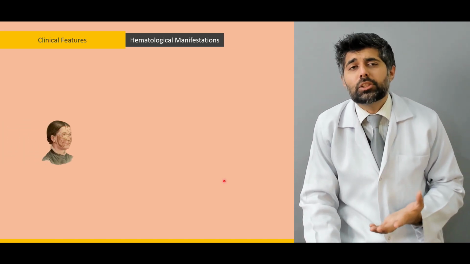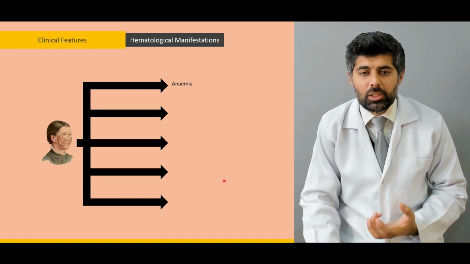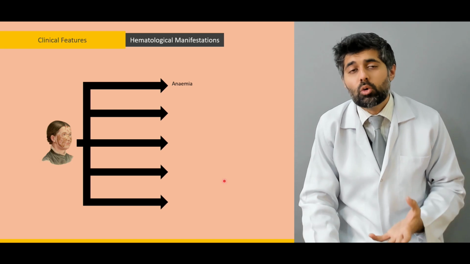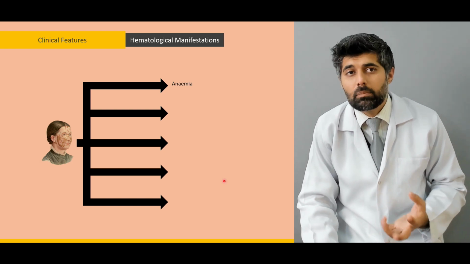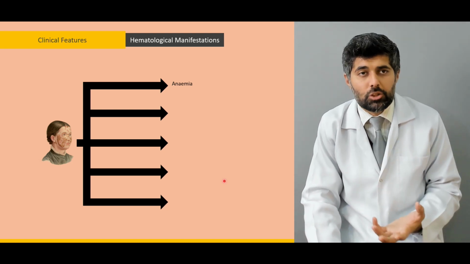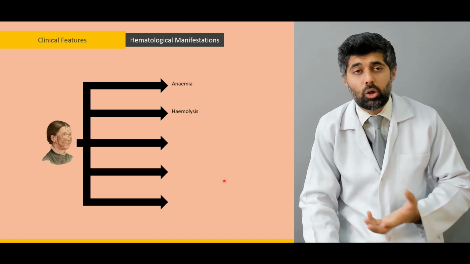Another manifestations are the hematological manifestations. Now, they can result in anemia. Now, this anemia is of normochromic normocytic type. So, this indicates that this anemia is of chronic nature. This can also manifest as hemolysis.